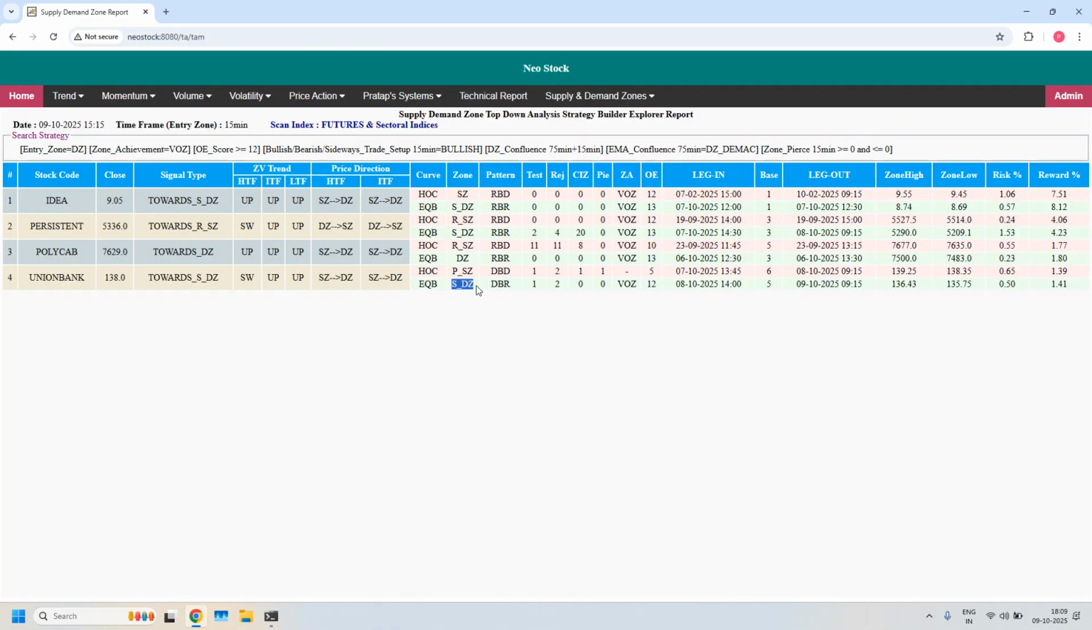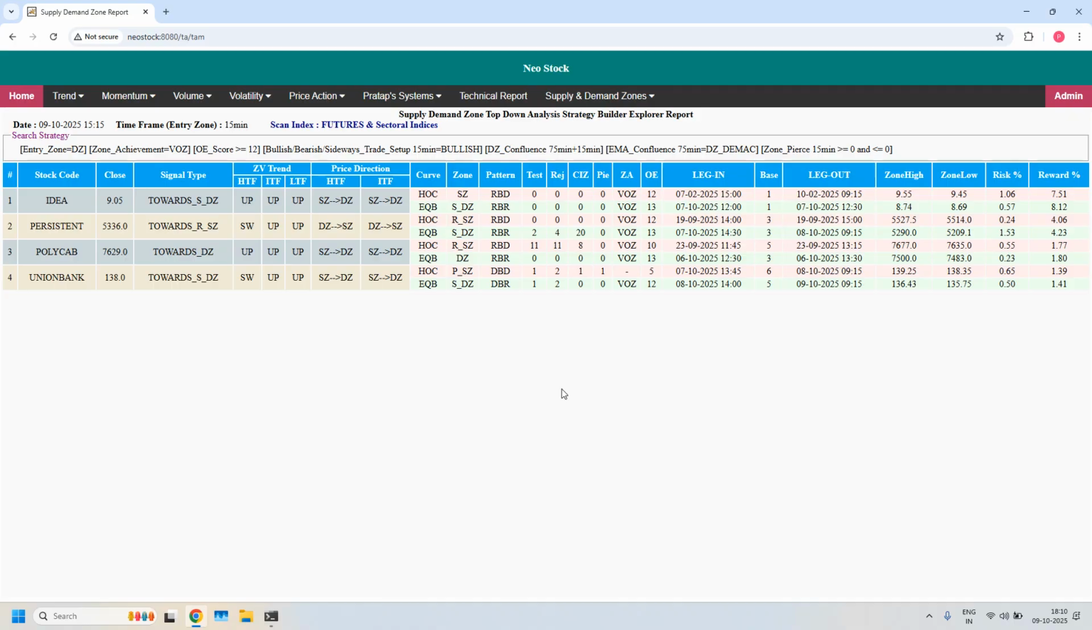So these 4 15 minutes demand zones might be having more high probability to get success, provided lesson 20 checklist items are satisfied. Otherwise, higher chances of zone violation. So this is the first strategy.